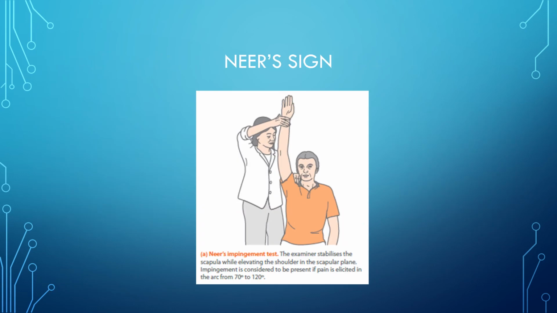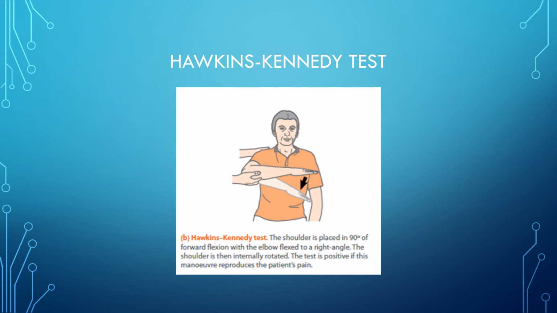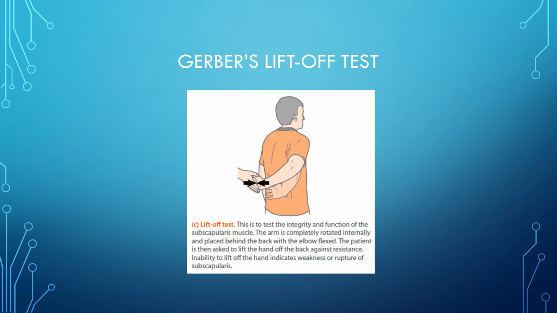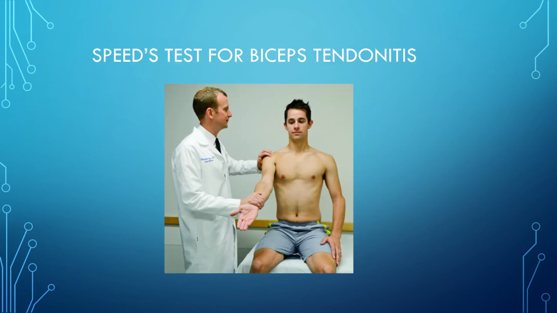So here's a picture of Neer's sign again. In this picture, the Hawkins-Kennedy test. The shoulder is placed. Gerber's lift-off test. So the best test for testing for biceps tendonitis is.